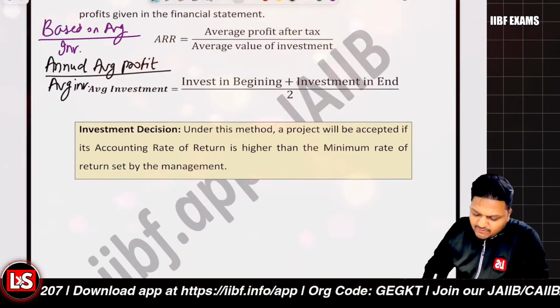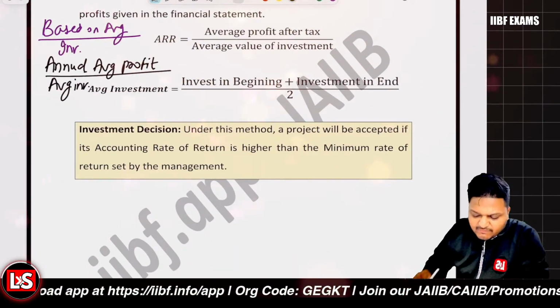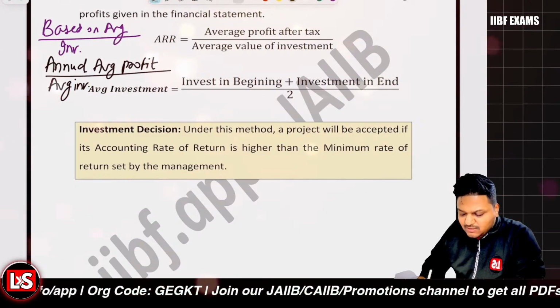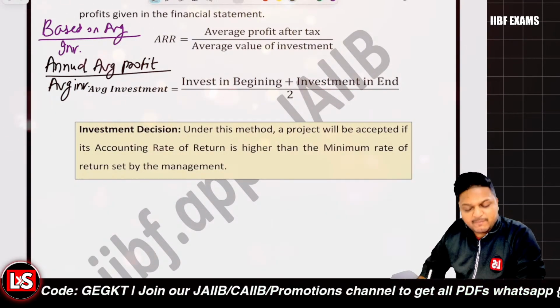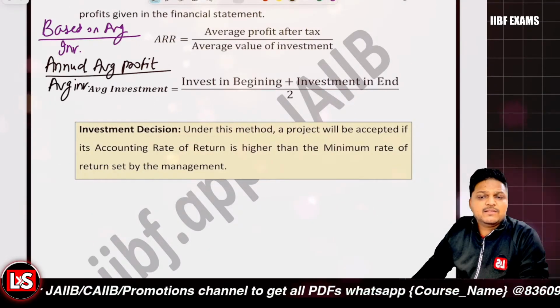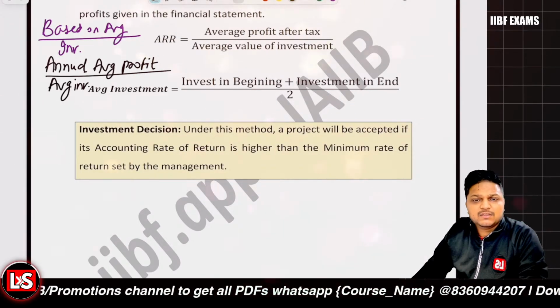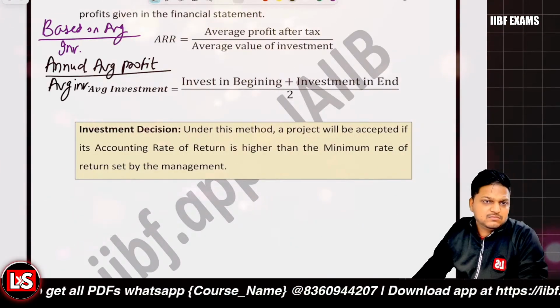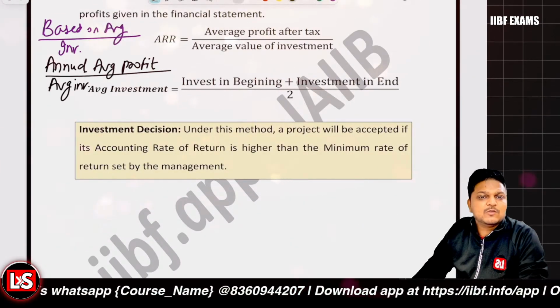Like in this scenario, it is given as average profit after tax divided by the average value of investment. Now, average investment is the initial investment plus the investment at the end, divided by 2, right? And what will be your decision-making related to it? If the accounting rate of return is higher than the minimum rate of return, then definitely you are going to accept the project.